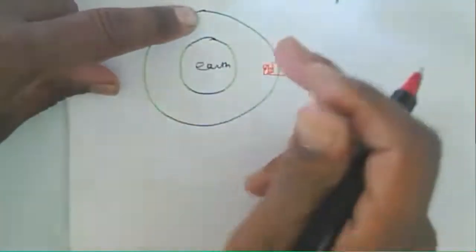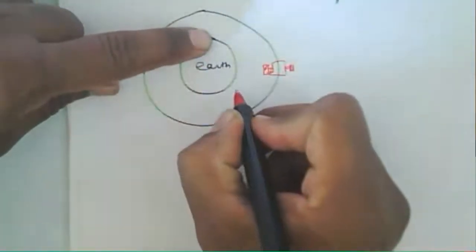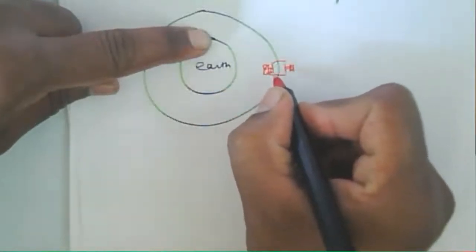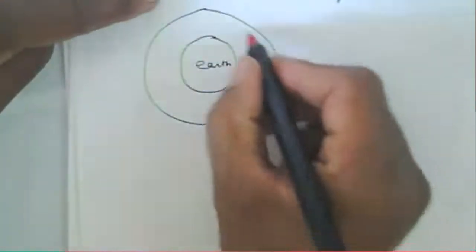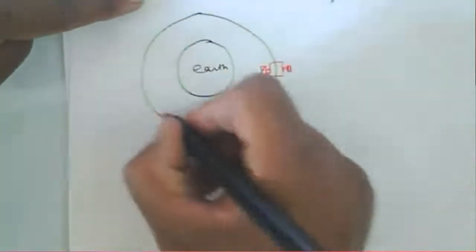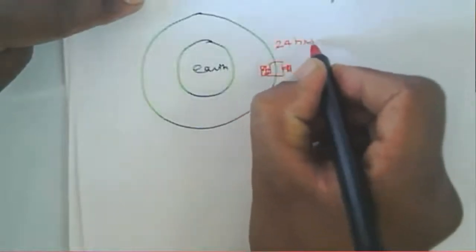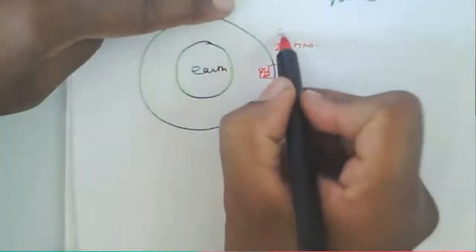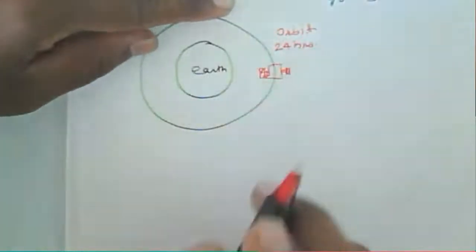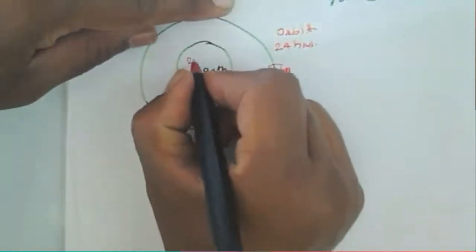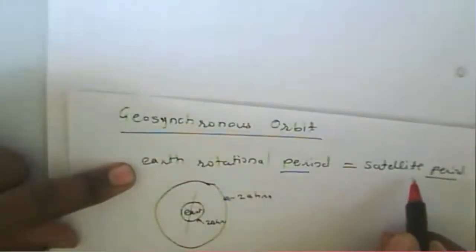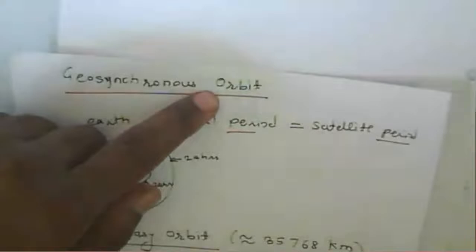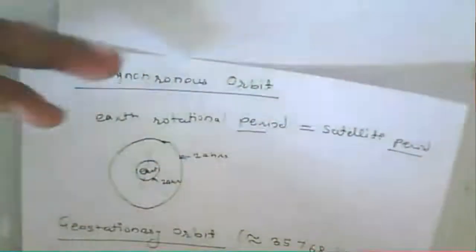If the satellite is rotating around its axis, it takes 24 hours. It will not rotate around that, it will just rotate in an orbit. For the given orbit, it takes 24 hours. And Earth rotating around itself takes 24 hours. Now the period is the same. The Earth's rotational period and the satellite period are the same. That is called a geosynchronous orbit.